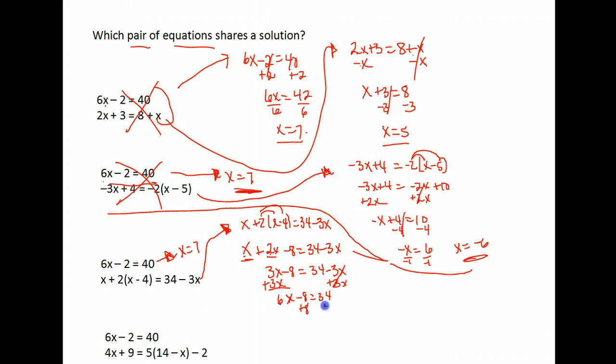I'm going to add 8 to both sides of the equation. That gives me 6x equals 42. Divide both sides by 6, and that gives me 42 divided by 6 is 7. Oh look, that one had a solution of x equals 7. Our first equation has a solution of x equals 7. They have the same solution, so this would be my answer. This pair shares a solution. I could go ahead and try this one, but since they were only accepting one answer, I know I found my answer here. They both had the same solution.